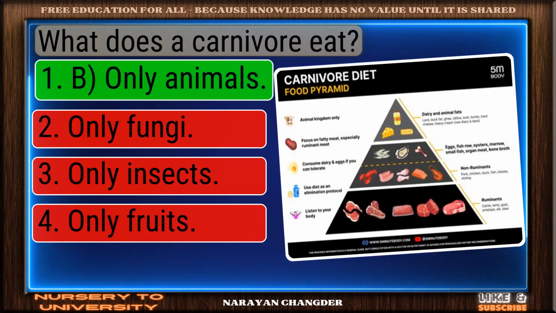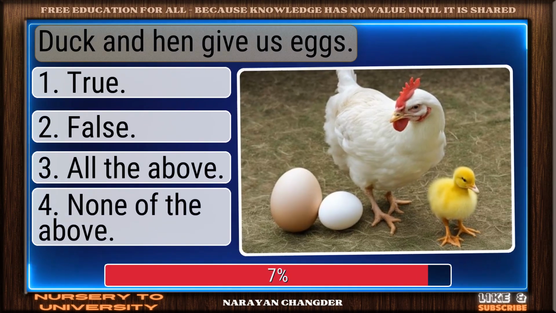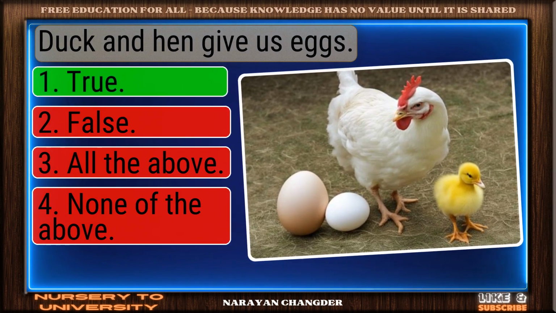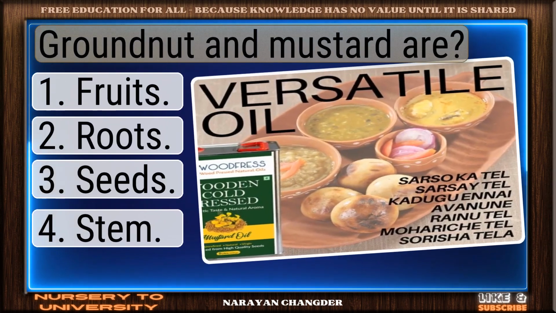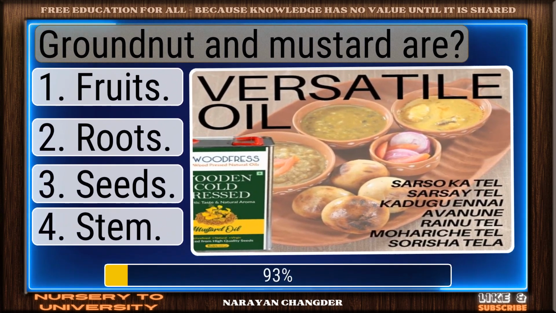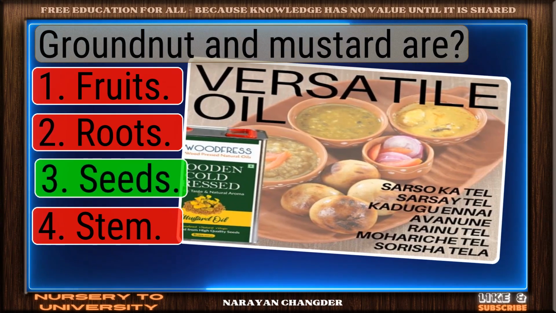Solid response. B. Only animals is a valid choice. Duck and hen give us eggs. Valid point. True is true. Groundnut and mustard are. You chose seeds, and it is correct.